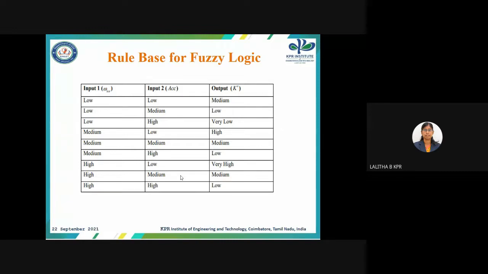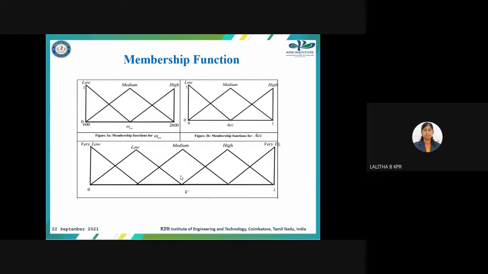When the IC engine speed is medium and the acceleration pedal is low, the resultant value is high. When both are medium, the resultant output will be medium. When the IC engine speed is medium and the acceleration pedal is high, the output is low. When the IC engine speed is high and the acceleration pedal is low, the resultant torque is very high. When the IC engine speed is high and the acceleration pedal is medium, the resultant will be medium. When the IC engine speed is high and the acceleration pedal is high, the resultant torque, that is K dash, will be low.